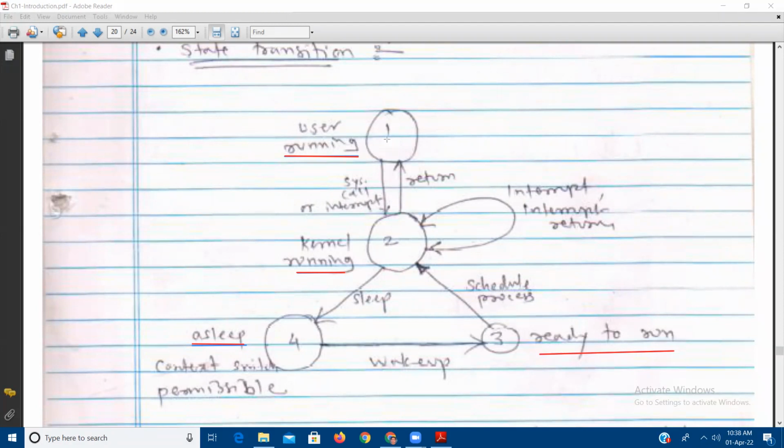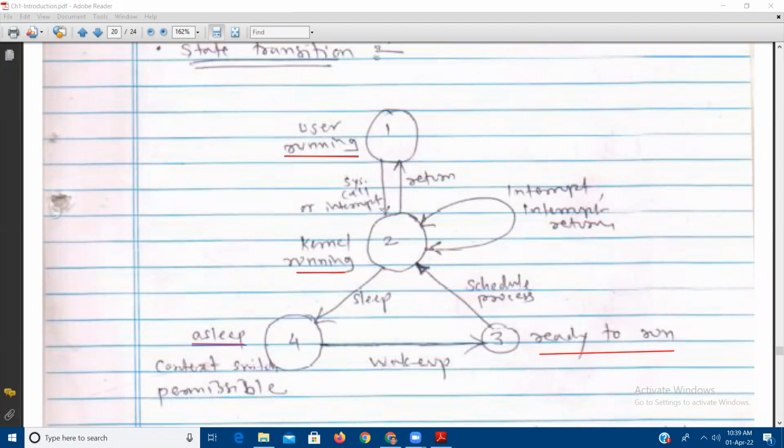After the user running state, whenever it invokes any system call, recall the architecture: in between user level and kernel level, the system call interface is there. It is the boundary between user level and kernel level. Whenever any process calls a system call and system call execution starts, the process changes its mode from user running to kernel running. Either it calls a system call, or there may be an interrupt. Some disturbance may be there.